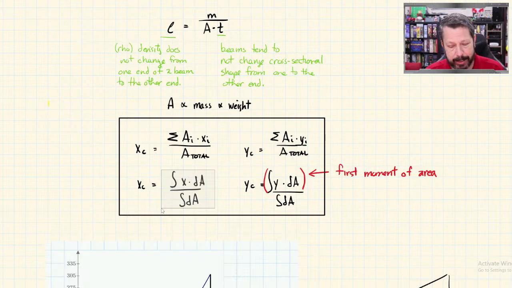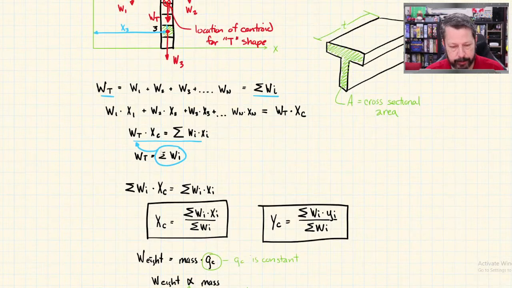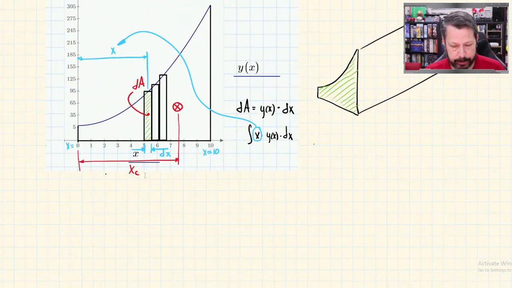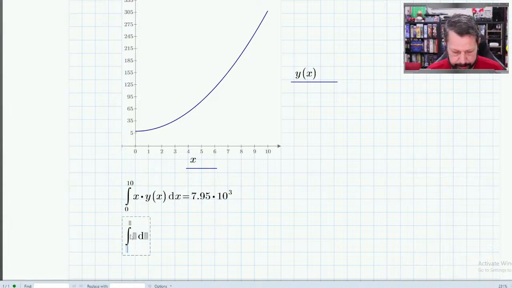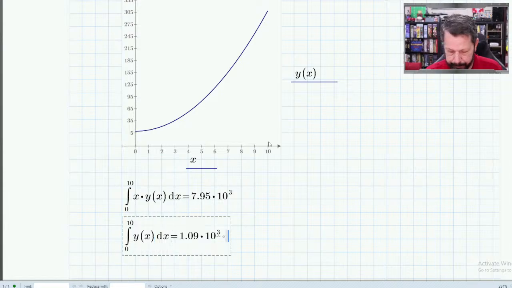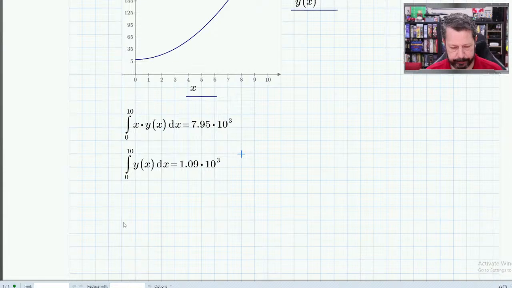Now I need to divide it by integral of dA. That was left over from this step right here, where we divided out the total weight so that we could isolate x sub c, because that's what we really want to know, is where is the centroid. So I want to know this x sub c. So let's find integral of dA over here in MathCAD. So that would be Control Shift I. We're going to still integrate from 0 to 10. We're going to integrate over x, and then we're going to integrate y of x. So basically we're just integrating this function from 0 to 10. Okay? And it's a smaller number than the other one, because this other one was multiplied times x.